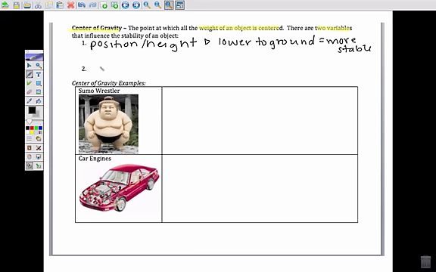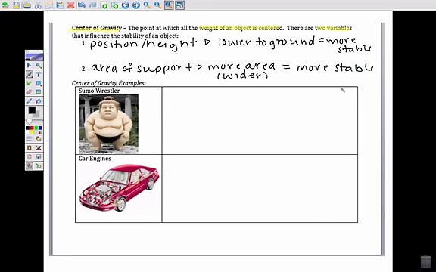The second variable that influences the stability of the object is area of support, or how wide your center of gravity is. So if you have more area, or it's wider, that means you're going to be more stable.